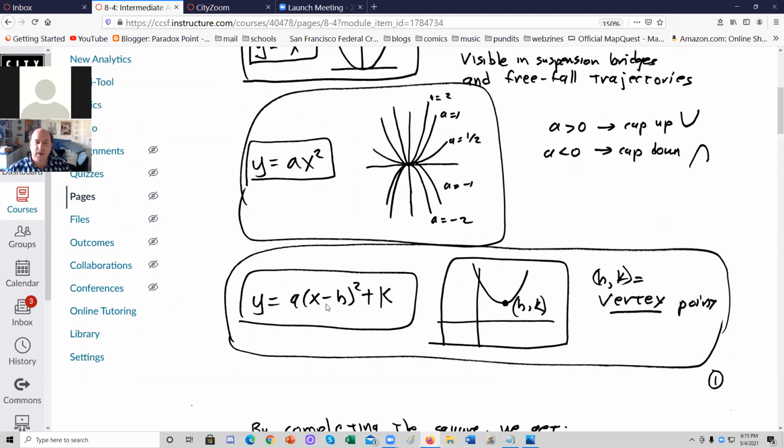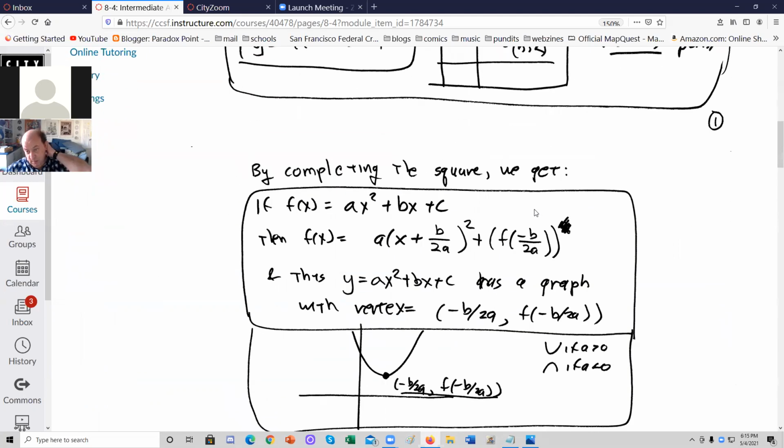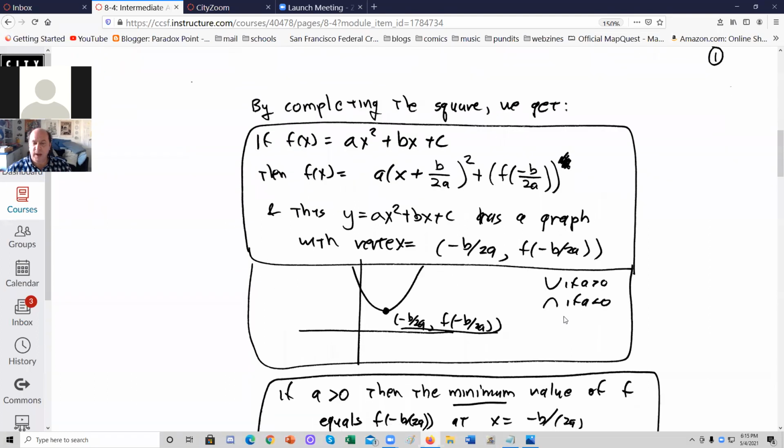Now, if you take this and shift it h units right and k units up, here's the equation. y equals a times (x minus h) squared plus k. This bottommost or topmost point is called the vertex. And it's a U shape up or down. Now we can complete the square. So if we have y equals ax squared plus bx plus c, then we can rewrite as a times (x plus b over 2a) squared plus a constant, which turns out to be f of negative b over 2a. So it has a graph with a vertex negative b over 2a by f of negative b over 2a. Cup up if a is positive, cup down if a is negative.